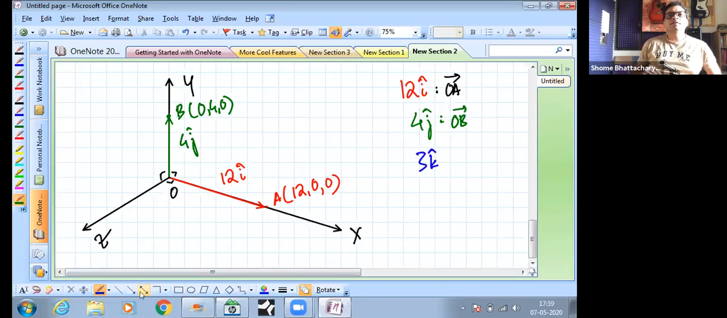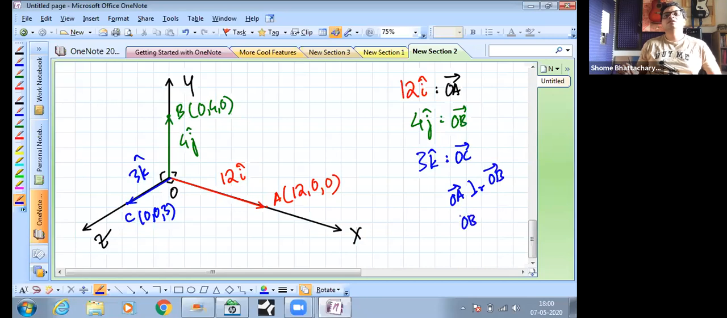Now, similarly, let us look at the third one, which was 3 k cap. That in this diagram would look like a vector of 3 units along the positive z-axis. Let's say that is a point over here, which is 0, 0, 3, lying on the z-axis. So that is the vector OC. And you can see that OA is perpendicular to OB, OB is perpendicular to OC, and OA is also perpendicular to OC. So these are 3 mutually perpendicular vectors.